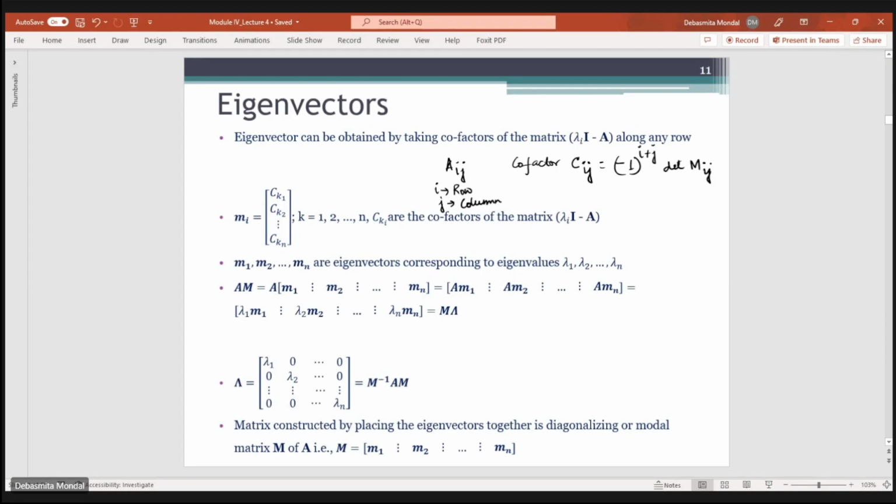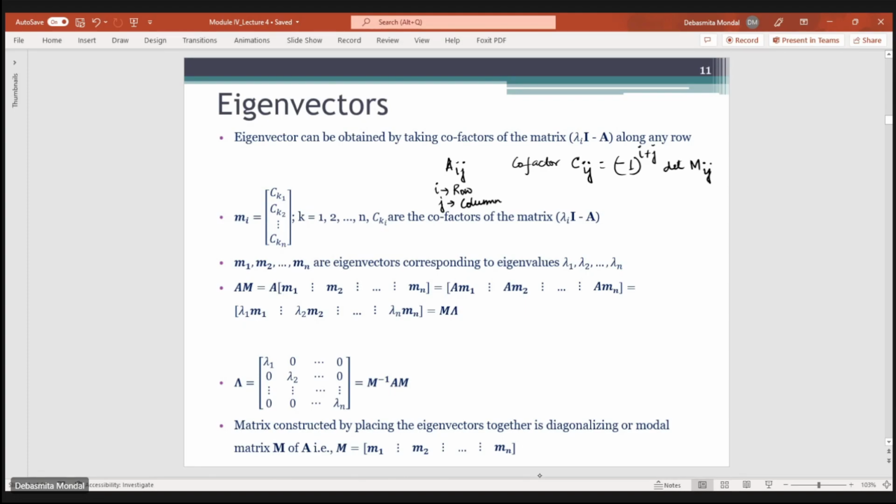Okay, so the matrix which is constructed by placing the eigenvectors together, this M matrix, will be equal to the diagonalizing or the modal matrix of the overall system. So you can find the value of this modal matrix by finding the eigenvectors of the system. And once you have found the eigenvectors of the system, you can simply find the value of lambda.